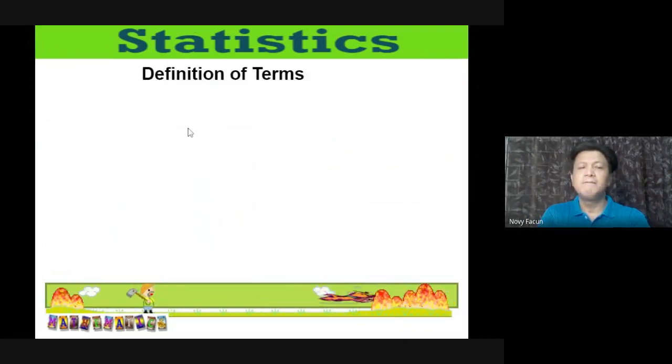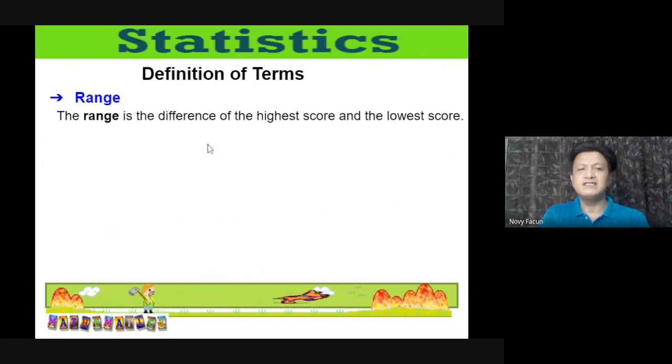Let's start. Before we go to constructing, let's define first the definition of terms in statistics. We have the word range. Pag sinabi nating range, this is the difference of the highest score and the lowest score. Ibig sabihin niyan is ma-minus natin yung lowest value doon sa highest value natin, doon sa data natin.